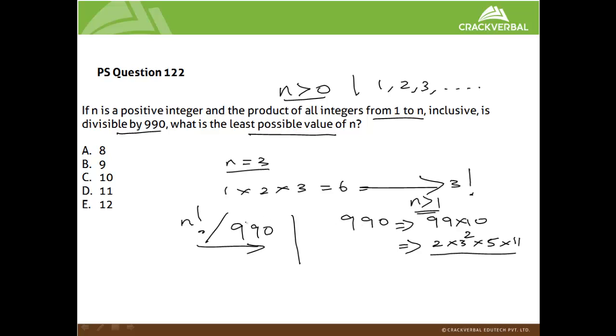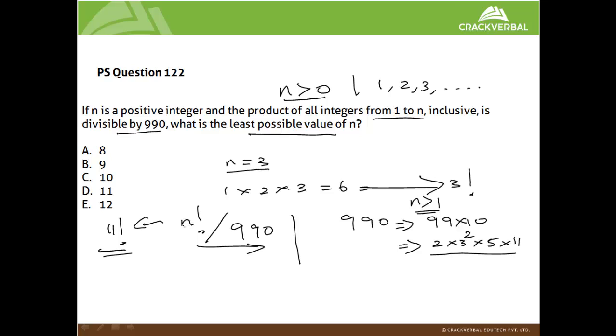Now if n factorial has to be divisible by 990, n factorial should contain all these factors. So basically, since 11 is the biggest prime here, that means n has to be minimum 11, then only we will have 990. Otherwise we will not have 990 inside the n factorial.